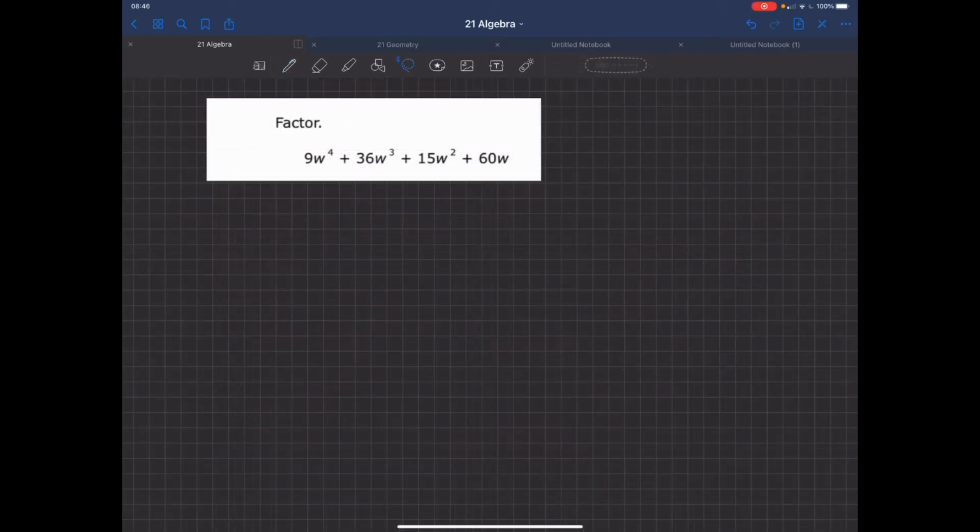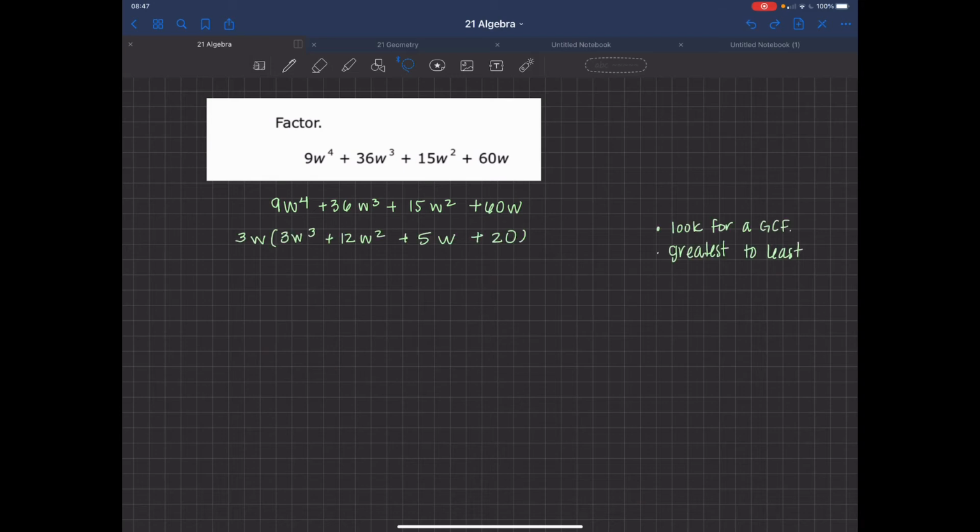Okay, 9w to the fourth plus 36w to the third plus 15w squared plus 60w. In this one, definitely we have a GCF, and our GCF is found in each term. So that's going to be 3w. So I'm going to rewrite the equation, and then I'm going to factor out my first GCF of 3w. Then I write everything else in the equation. So I have 3w times 3w to the third plus 12w squared plus 5w plus 20.